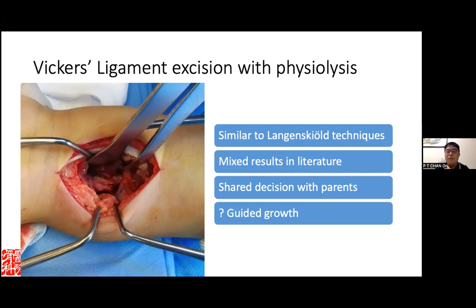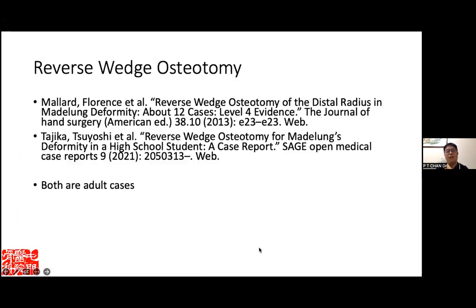However, there is some recent paper that also advises guided growth on the radial side. That means putting in a small guided growth plate in order to slow down the radial side growth of the distal radius. But this is not the topic for today.